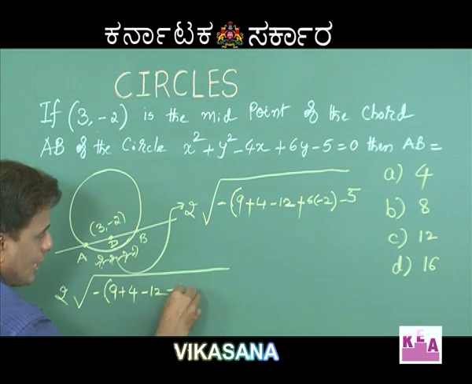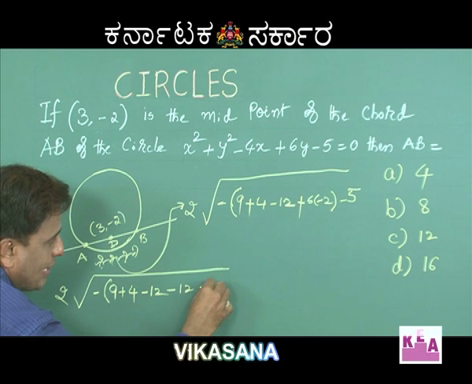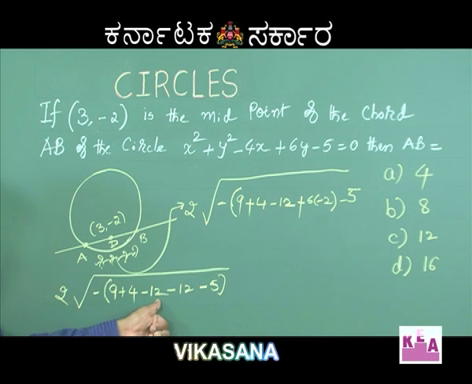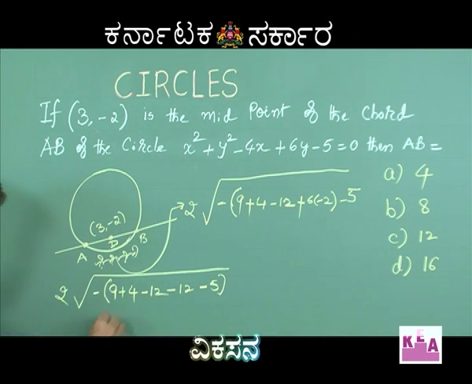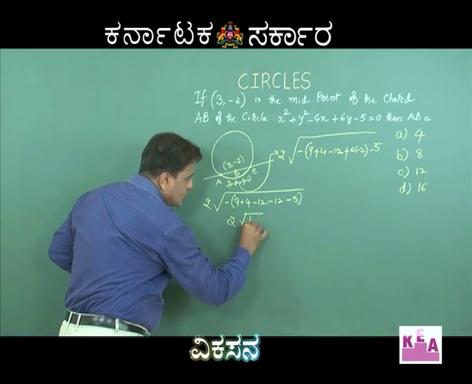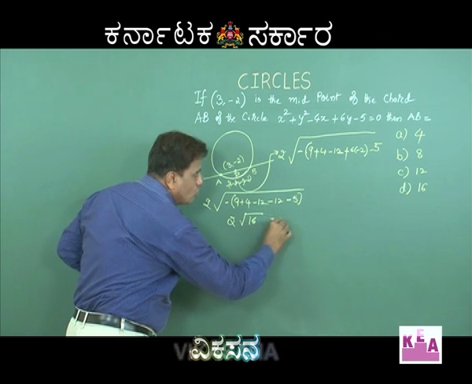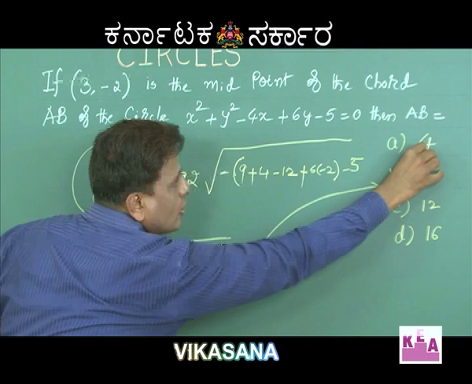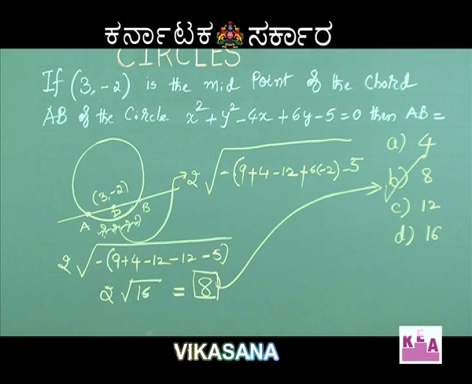Simplify it: 9 plus 4, 13, 13 minus 12, 1, minus 12, minus 11, minus 16, that is equal to plus 16. 2 times root 16 is equal to 2 times 4, 4 2s are 8. The right option is B.